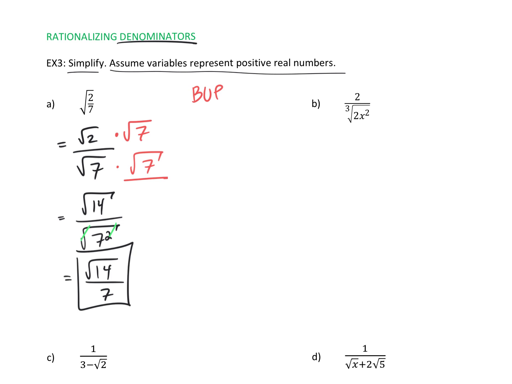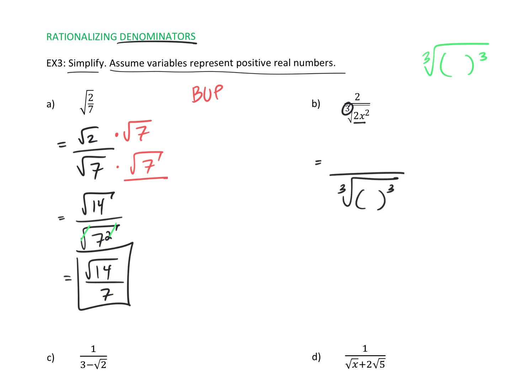Okay, let's look at the second one, part B. Well, this one's definitely more complicated. We have a 2 and an x squared, and this is a cube root. But our goal doesn't change too much. This time, because it's a cube root, we want something cubed underneath so that they can cancel. So again, that's my goal. I want a denominator with something cubed.